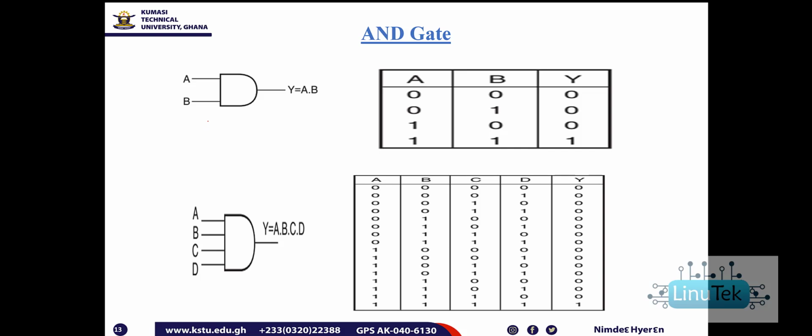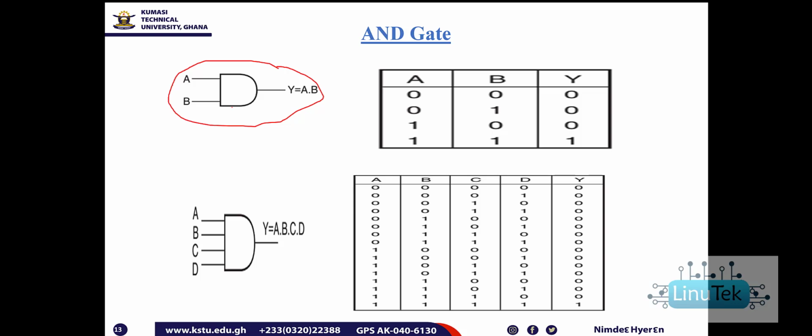Now, the AND gate symbol is represented by this. And the output expression for the AND gate in this case is Y equals A AND B.